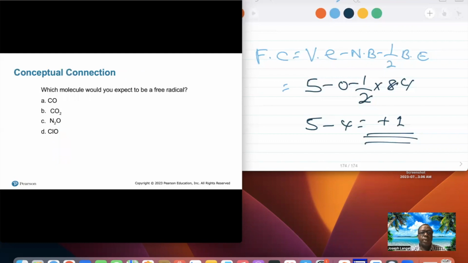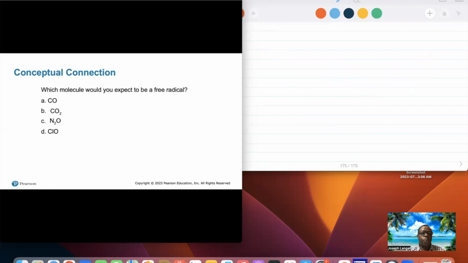Which molecule will you expect to be a free radical? In this case, you cannot just memorize which molecule is a free radical and which one is not so that you can answer the question in an exam or a quiz. You have to do the calculation. How many electrons do you have in order to determine whether it is a free radical? A free radical has an odd number of electrons.